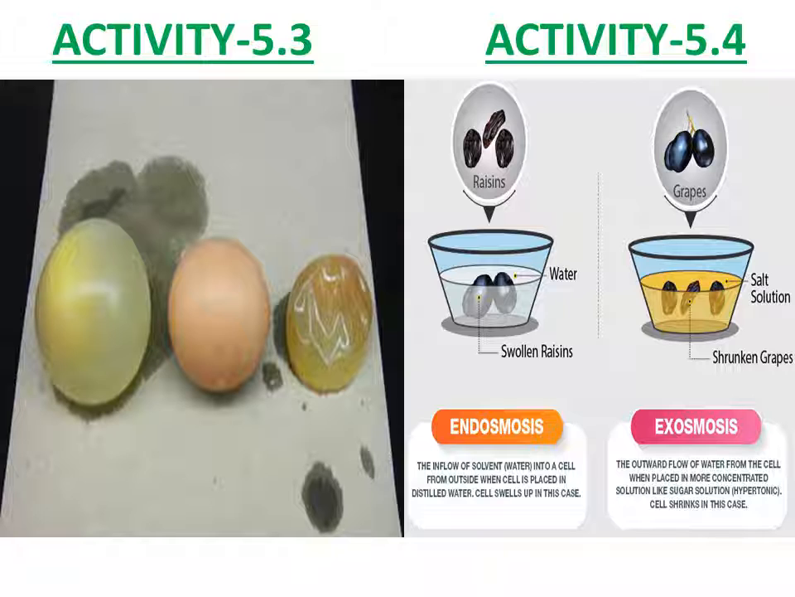Please go through the figures. In activity 5.3, you can see the change in the size of the deshelled egg. And in case of activity 5.4 also, in place of dried apricots, grapes are shown here. You can see what is happening.